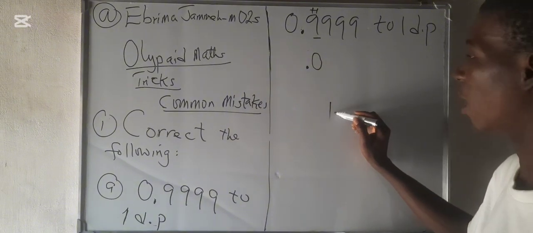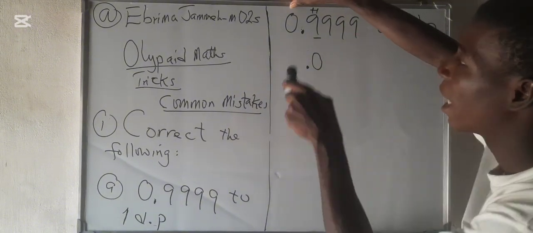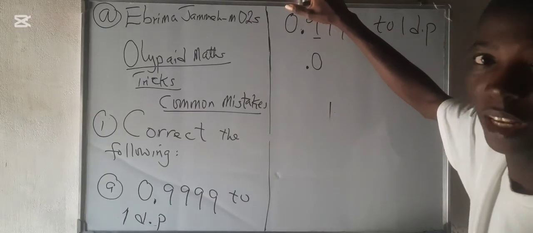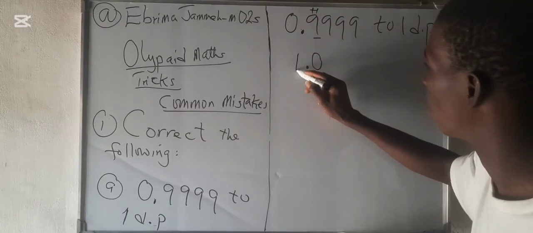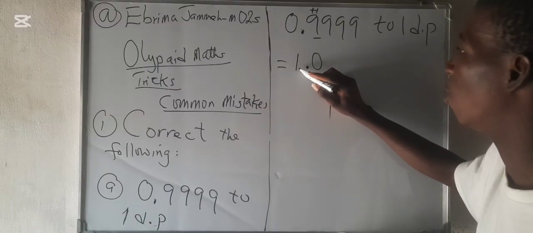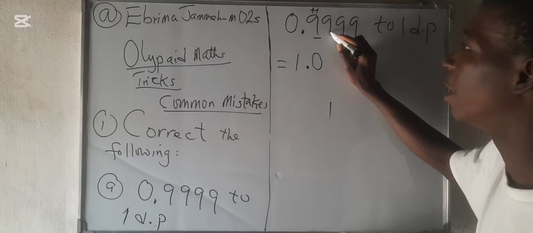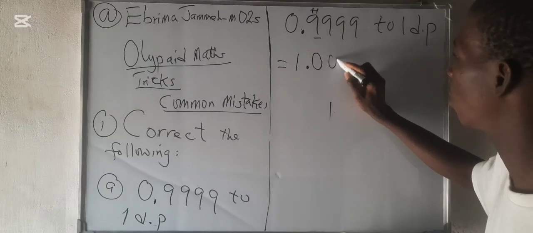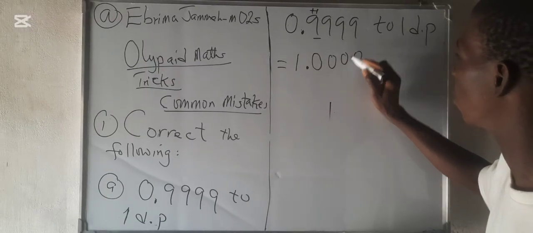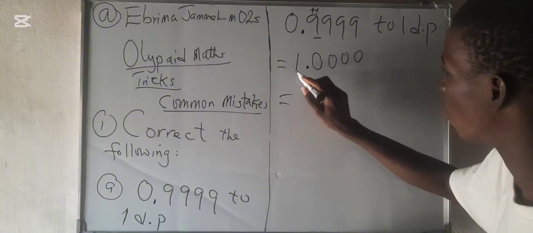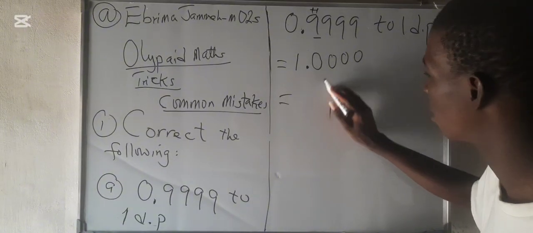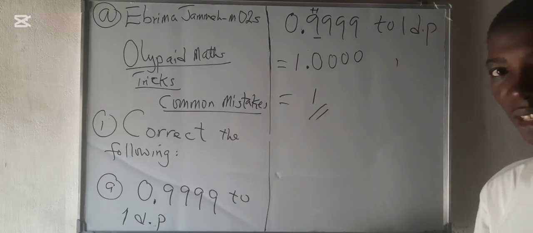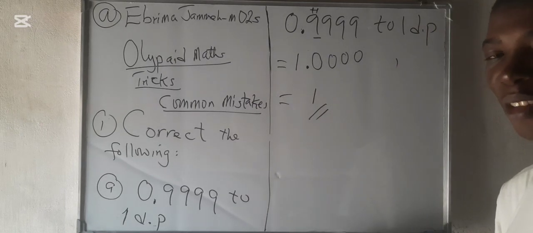Now, take the 1 that you carried and add it to the number next to it, which is 0. So 1 plus 0 gives us 1. So our final answer will now be 1.0. The remaining numbers you represent as zeros. This is 0, this is 0, and this is 0. This is the same as 1.0000, which is the same as 1. Have you learned something now?